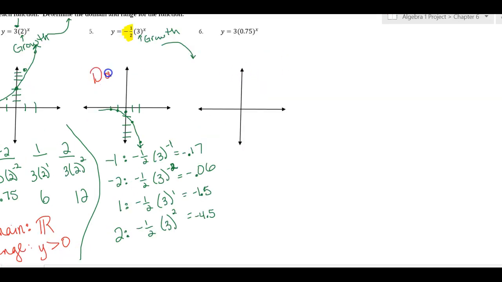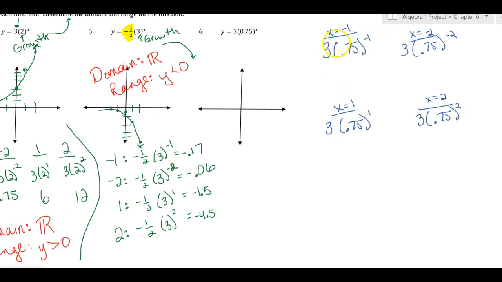Okay, so let's look at the domain for this one. The domain, it's still x, and it's still going left and right, so the domain is all reals. This time the range is going down, and it's going down from 0, so it's less than 0. It doesn't equal 0, but it goes below 0. Okay, let's see what you did for number 6.